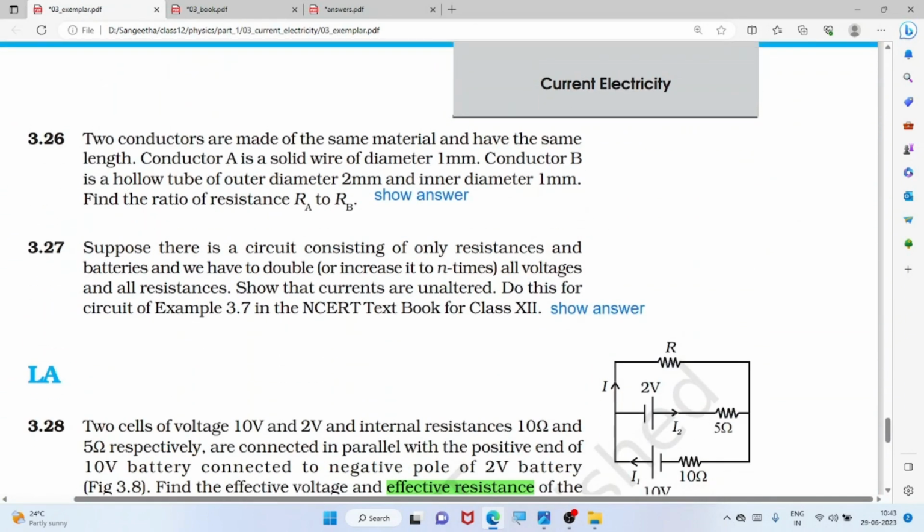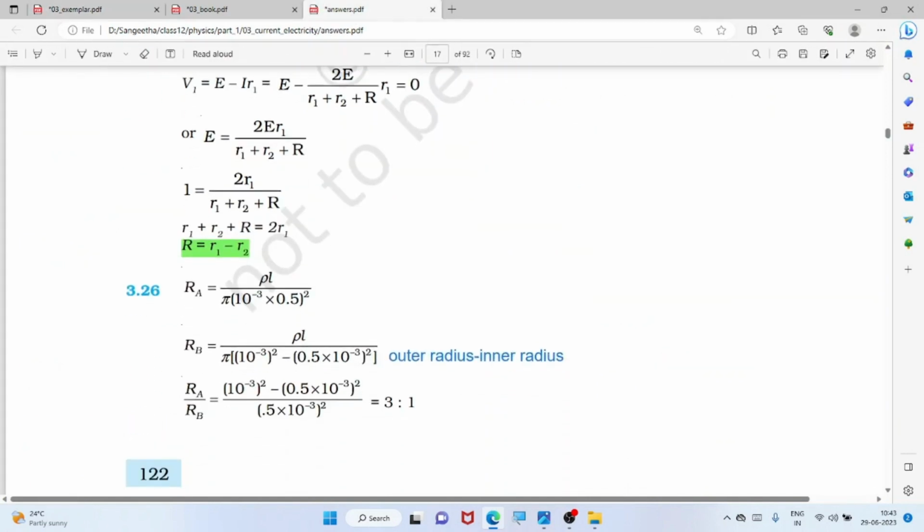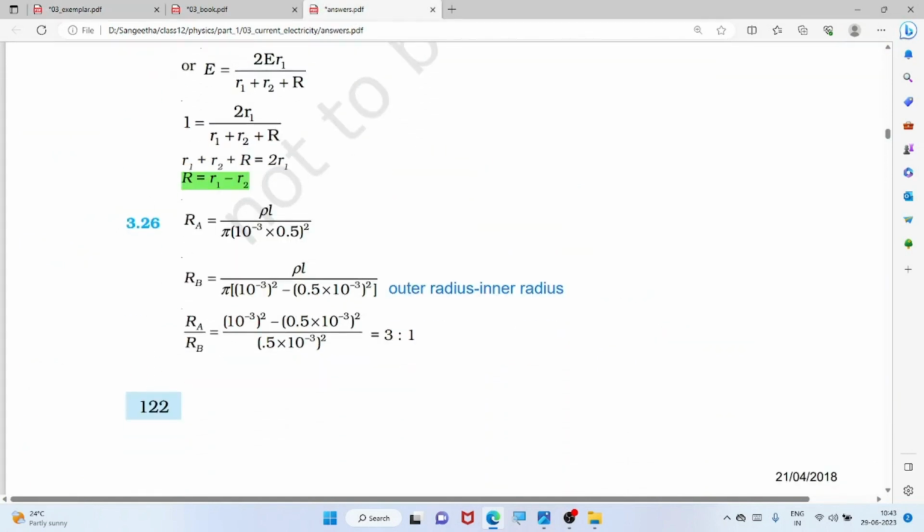Two conductors are made of the same material and hence have the same length. Conductor A is a solid wire of diameter, and conductor B is hollow. Find the ratio of these things. 3.26. So you can go through the answer here. This is the outer radius minus inner radius they are giving, to find the thickness.